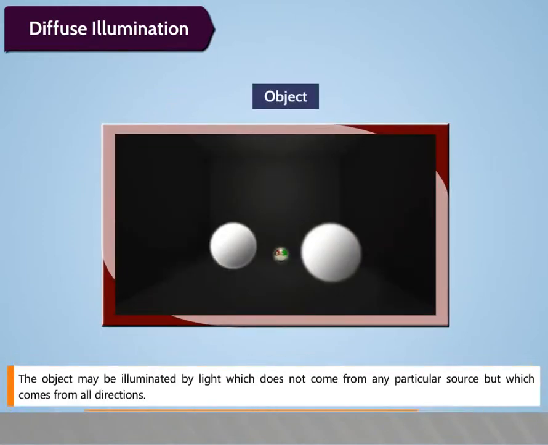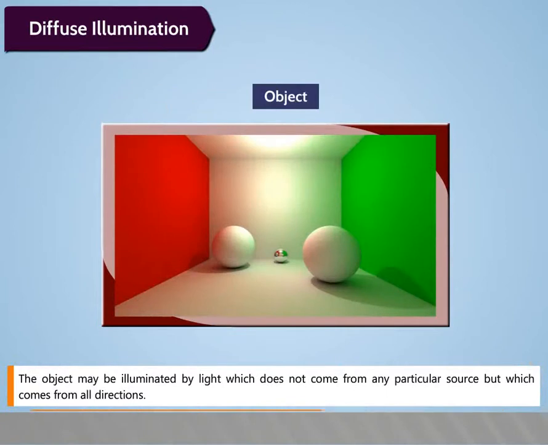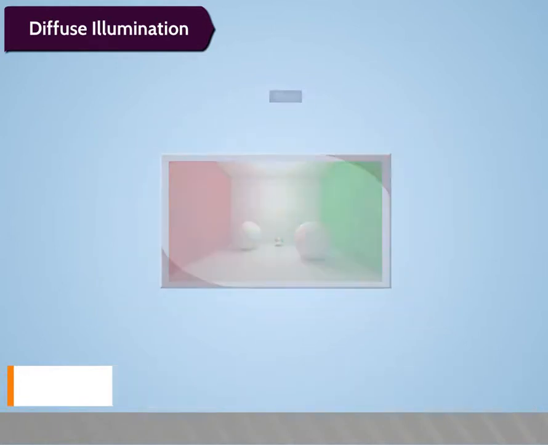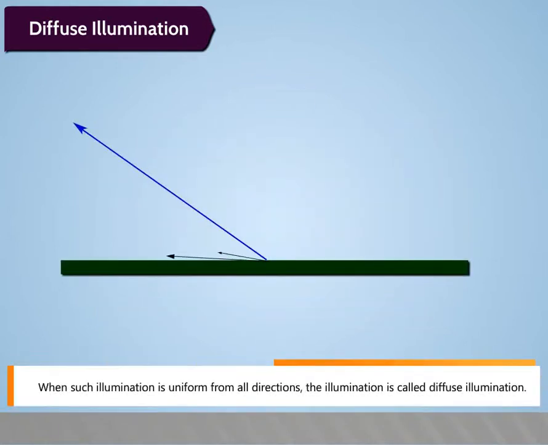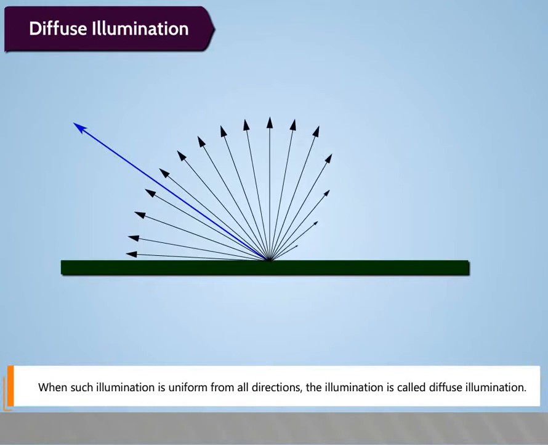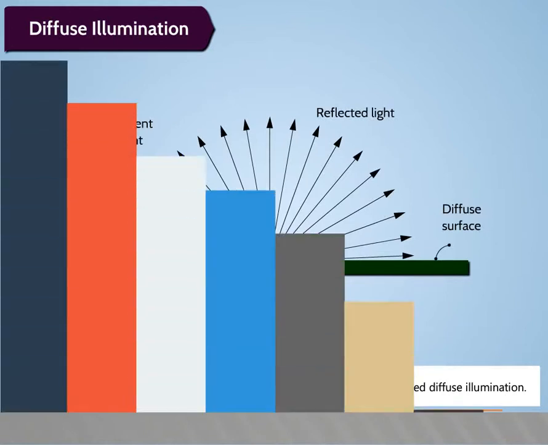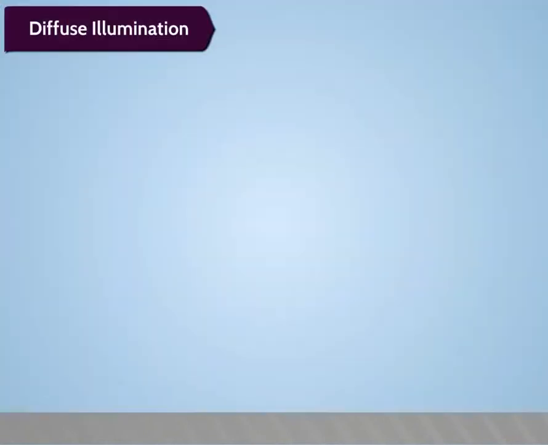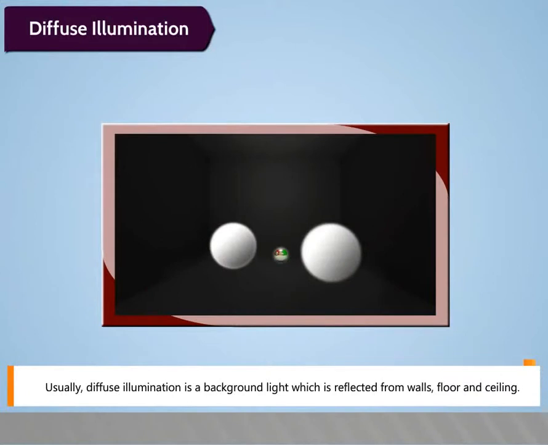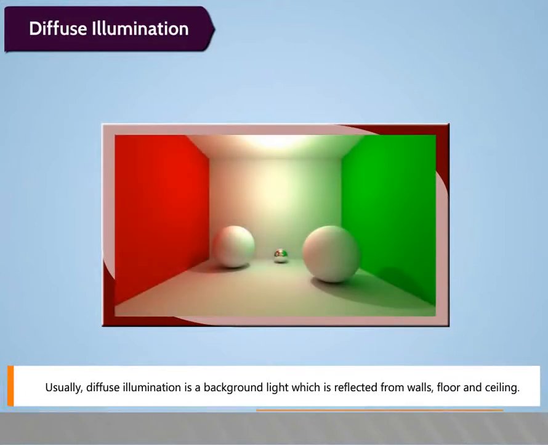The object may be illuminated by light which does not come from any particular source but which comes from all directions. When such illumination is uniform from all directions, the illumination is called diffuse illumination. Usually, diffuse illumination is a background light which is reflected from walls, floor, and ceiling.